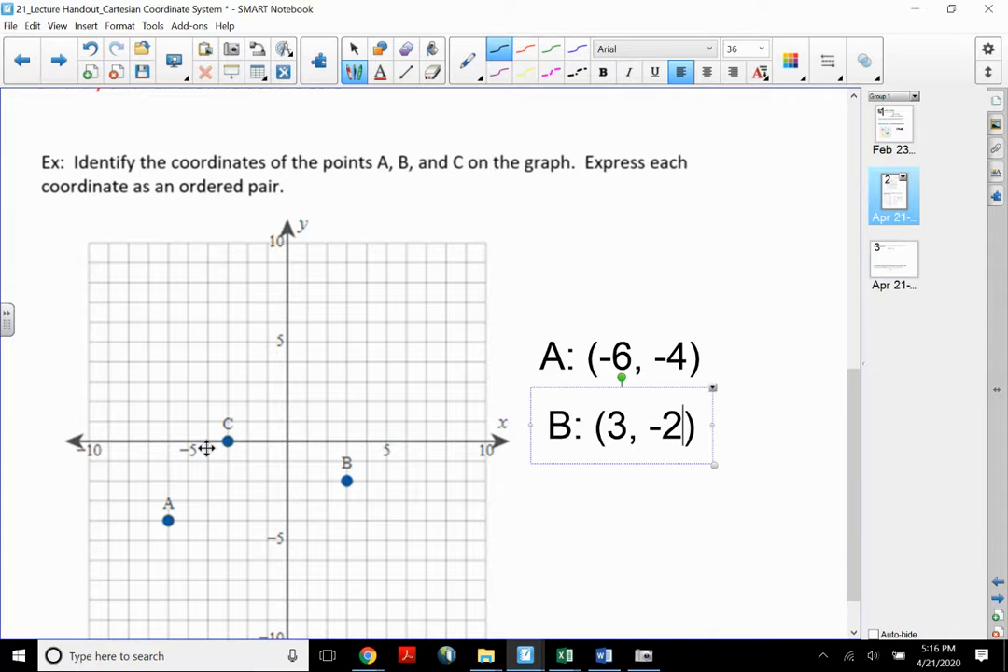All right, point C is actually on the x-axis. So to reach point C from the origin, you simply got to go to the left 1, 2, 3. That's left 3, so the x value is -3. The y value, you do not go up or down, so the y value got to remain as 0.